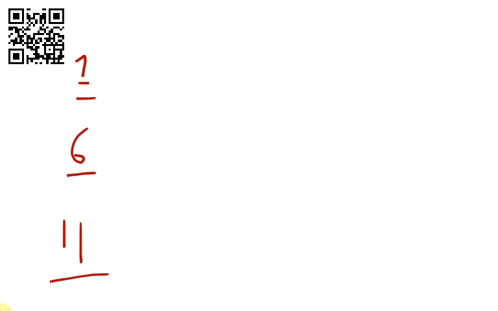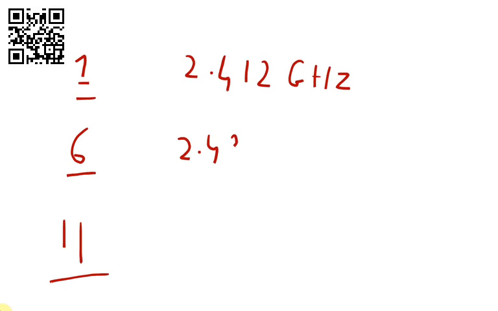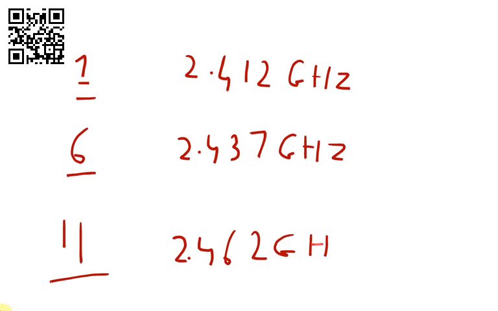And friends, channel number 1 operates at 2.412 gigahertz frequency. Channel number 6 operates at 2.437 gigahertz frequency, whereas channel number 11 operates at 2.462 gigahertz frequency.